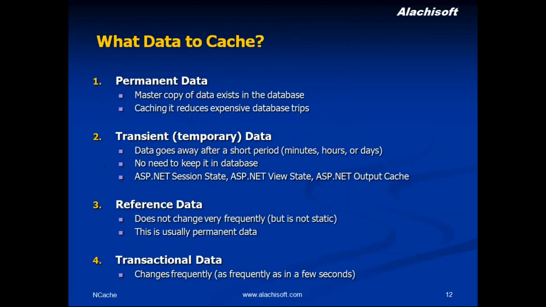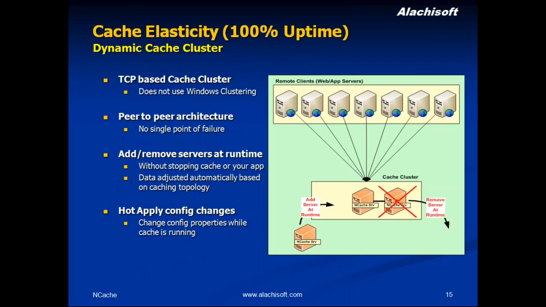Thank you very much. Now, the next thing I'll quickly go to is the architecture. Distributed cache is very elastic in terms of adding or removing servers. You could add as many servers as you want. You can take any servers offline. It's based on TCP-based cache clustering. It's our own implemented clustering protocol. We're not using any third-party or Windows clustering.